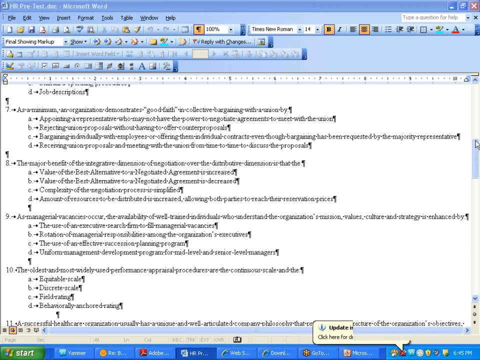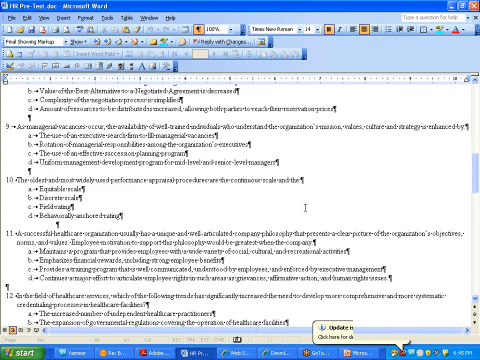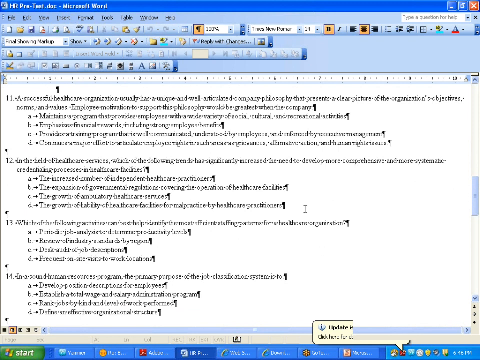A successful healthcare organization usually has a unique and well-articulated company philosophy that presents a clear picture of the organization's objectives, norms, and values. Employee motivation to support this philosophy would be greatest when the company, A, maintains a program that provides employees with a wide variety of social, cultural, and recreational activities. B, emphasizes financial rewards, including strong employee benefits. C, provides a training program that is well communicated, understood by employees, and enforced by executive management. D, continues a major effort to articulate employees' rights in such areas as grievances, affirmative action, and human rights issues.